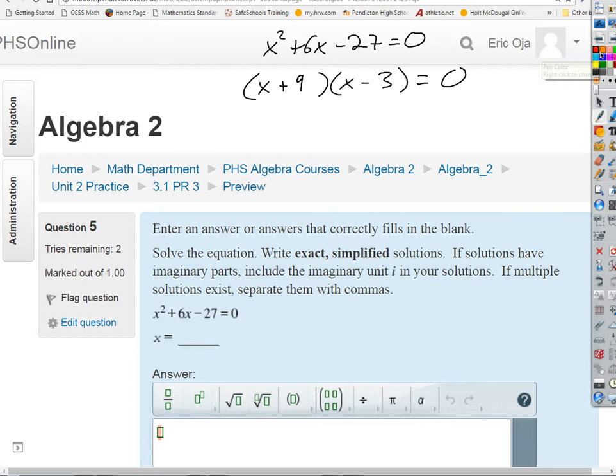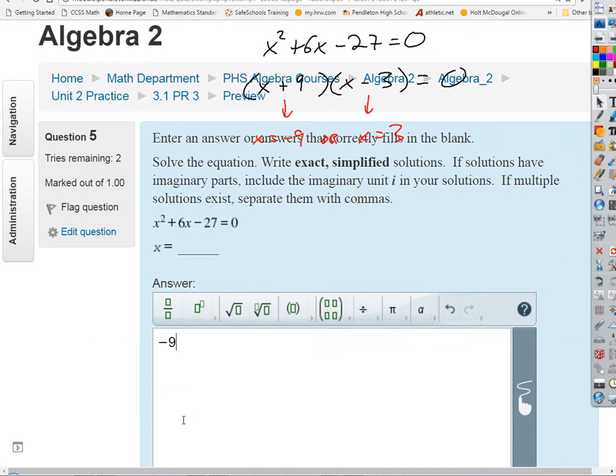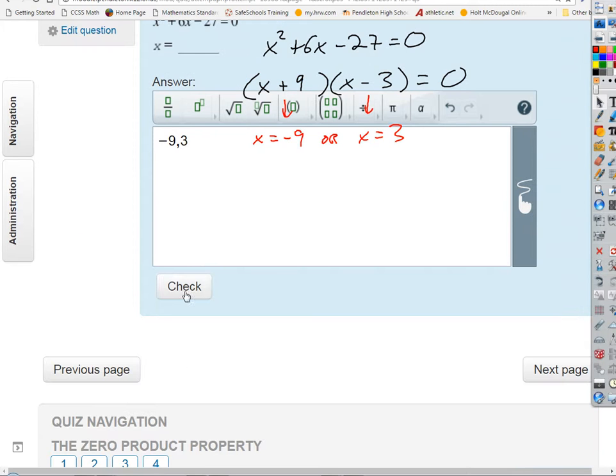Now, a common mistake here that people oftentimes will do is they'll say, okay, yeah, the answers are 9 and negative 3. Wrong. Those are the magic numbers, but they're not the solutions. The solutions are the values of x that make the factors equal to 0. So when does x plus 9 equal 0? When x equals negative 9. When does x minus 3 equal 0? When x equals positive 3. So the two solutions are negative 9 and positive 3. Either order.